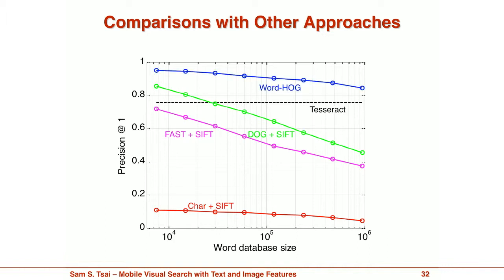Our Word-HOG performance is shown here. It's much better than other approaches. At a database size of 1 million, we have a performance of 84%, better than the OCR engine.